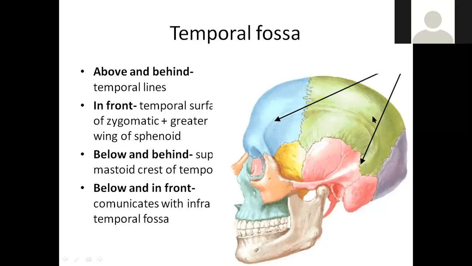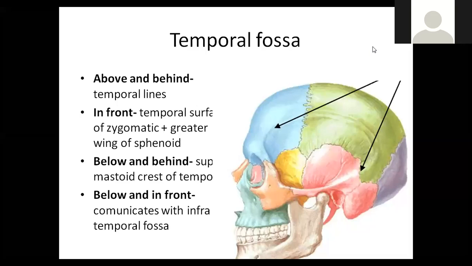This round circle you have to understand. The temporal fossa is whatever you are finding round completely. Above and behind, you have these temporal lines, right? So this is above and this is behind. Above and behind, it is bounded by temporal lines. In front, we have the temporal surface of zygomatic, this orange area, and the greater wing of sphenoid bone. In front, we have these two bones.